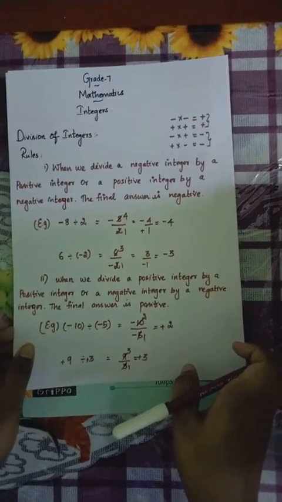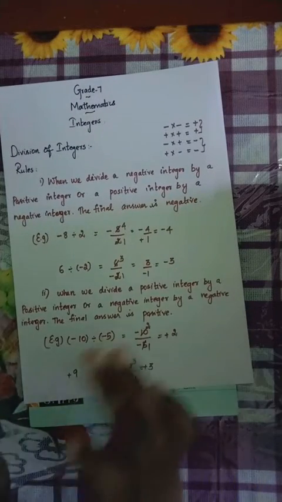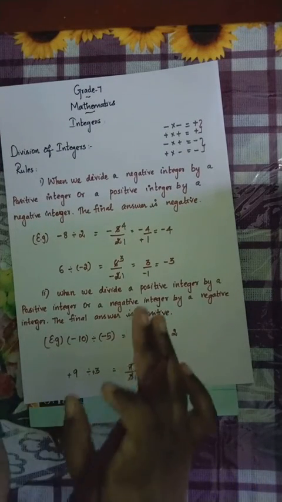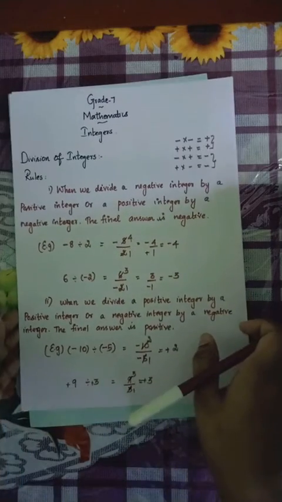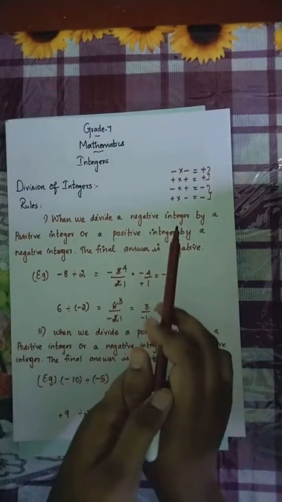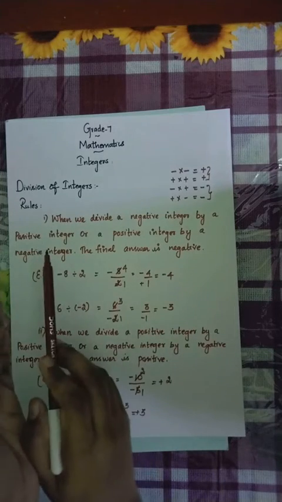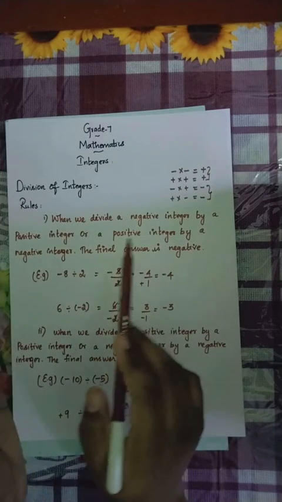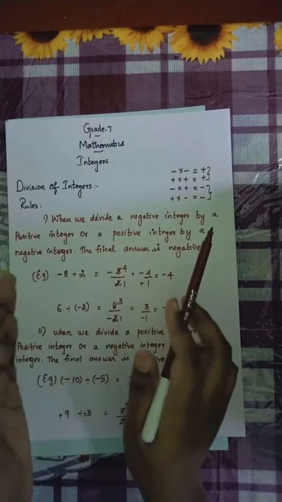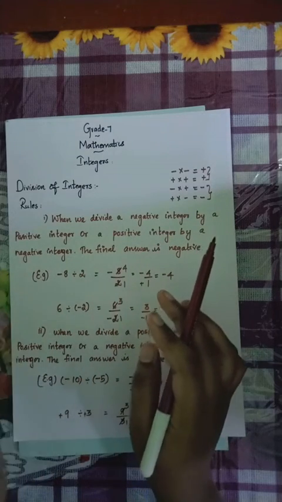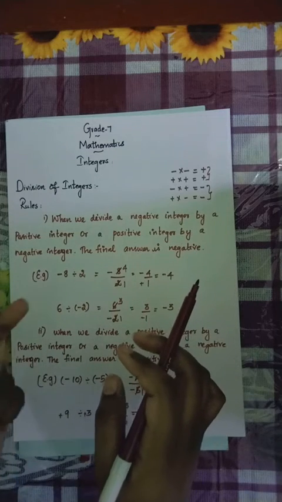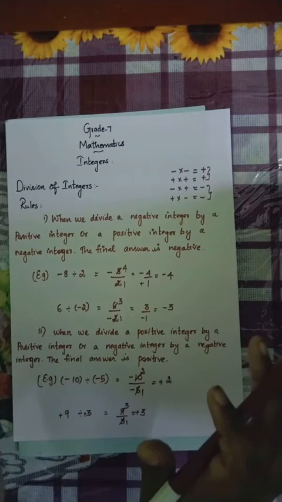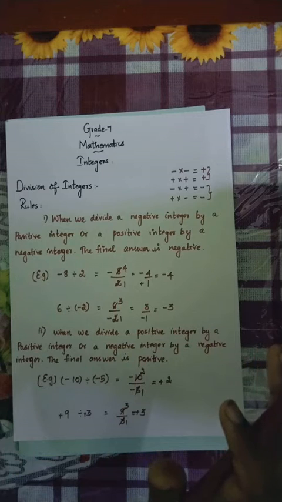Do you all understand? When we are dividing a positive integer by a positive integer or a negative integer by a negative integer, the final answer is positive. What is the first rule? When you are dividing a negative integer by a positive integer or a positive integer by a negative integer, the final answer is negative. That is, when you are dividing two unlike signs, the final answer is negative. When you are dividing two like signs, the final answer is positive. This is our rule. Understand?